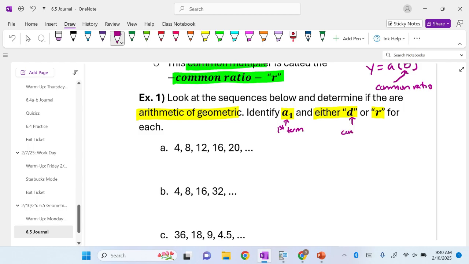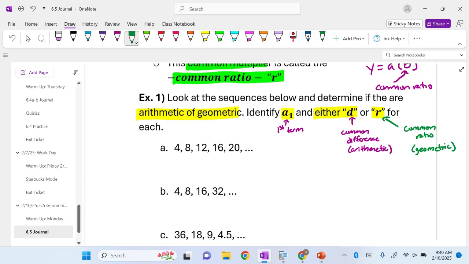D is the common difference. And remember, that's used with arithmetic sequences only. And your R value is common ratio. And remember, that's used with geometric only. So every example is going to have an A of 1 value, but the D and R value depends on what type of sequence it is. So if it's arithmetic, it's going to have a D value. If it's geometric, it's going to have an R value. You're never going to have both.